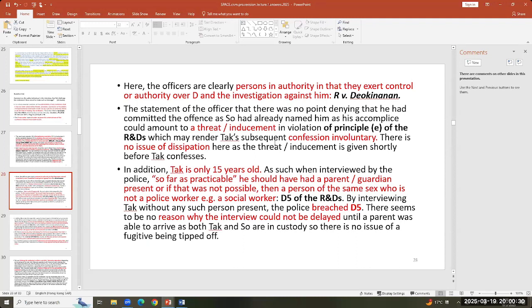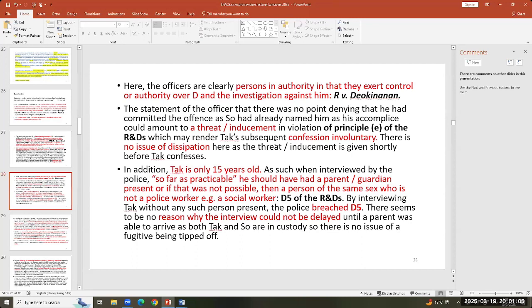Remember, we also need to think about causation, and the issue of dissipation. Because if there's been a long time period between the misconduct and the making of the confession, it's possible that it didn't influence him to confess. Causation has been broken. We also have the issue that he's only 15 years old. That goes to a breach of the rules and directions. Direction 5: so far as practicable, he should have had a parent or guardian present with him.